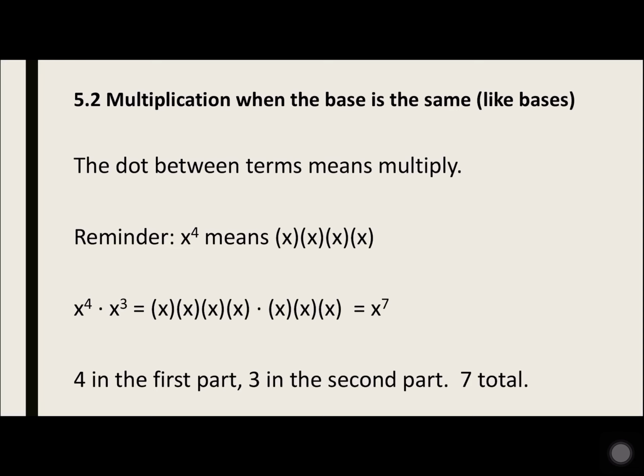X to the fourth times x to the third would mean write out 4 of them, multiply, write out 3 of them. We wrote out a total of 7. 4 in the first part, 3 in the second part, 7 total. So that's x to the 7th.